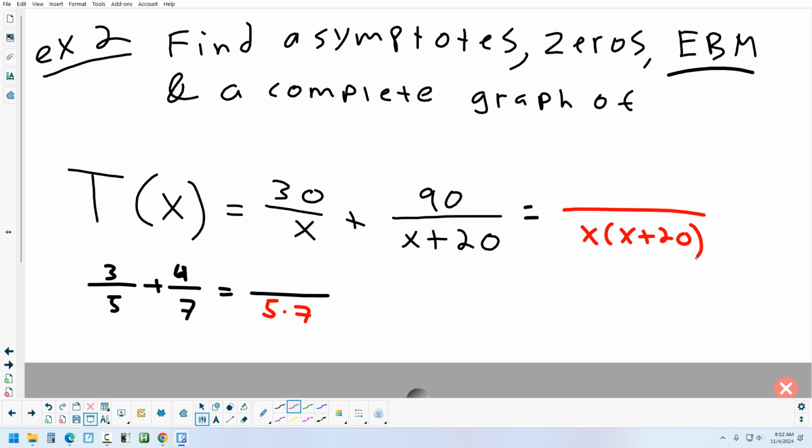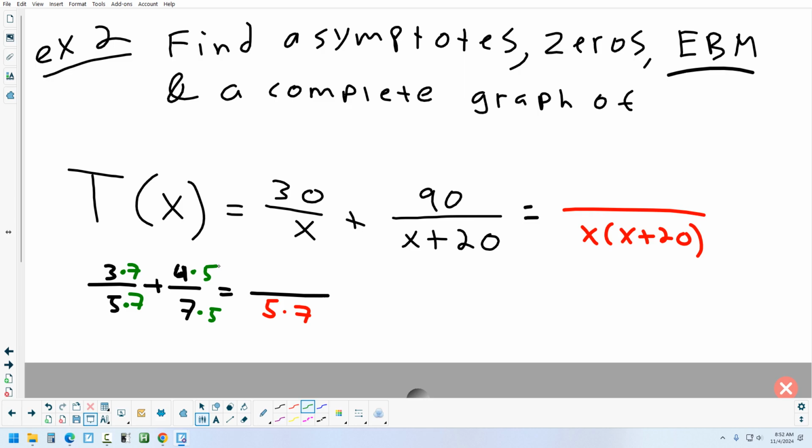There's our common denominator. Now, to make sure that each fraction has the common denominator, you multiply the top and the bottom by something. What would you have to multiply the 3 and the 5 by to make it have the common denominator? 7. And what would you have to multiply the 4 and the 7 by? 5. So you multiply each fraction in black by the other denominator. So 3/5 gets multiplied by the 7, and the 4/7 gets multiplied by the 5.